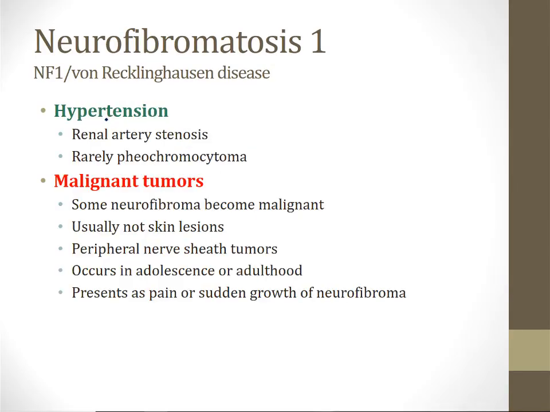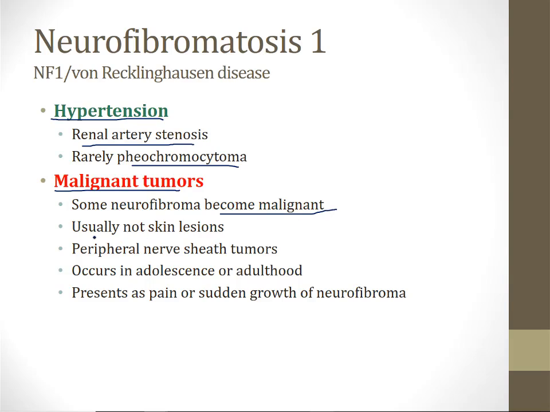Patients with neurofibromatosis type 1 can develop hypertension through a couple of mechanisms. First of all, they sometimes develop renal artery stenosis, and in addition, they can rarely develop pheochromocytomas. And then finally, patients with this disorder can develop malignant tumors. Remember, they have lots of neurofibromas, and over time, some of them can become malignant.